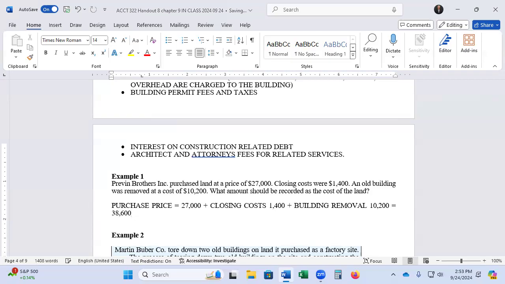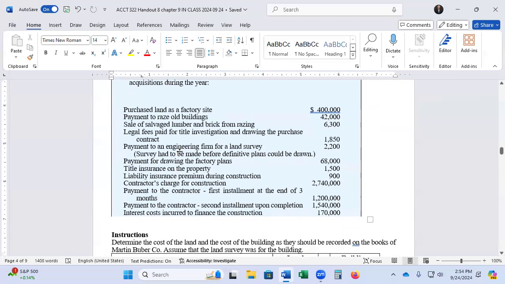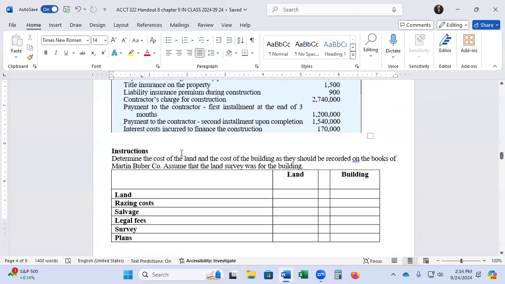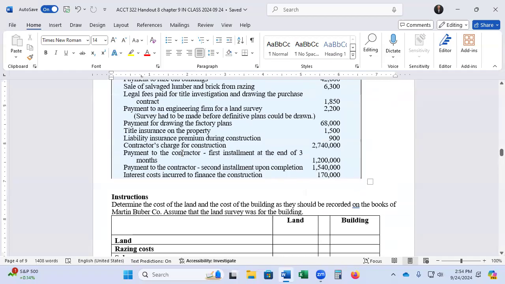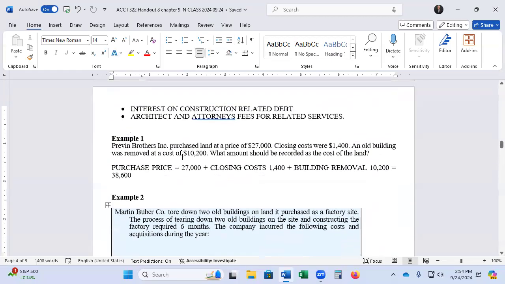Now, if they said an old building was removed in place for a new building, they would probably capitalize it as part of the building. But since they're just cleaning up the land and they don't have a specific intent for it now, they can't do that.